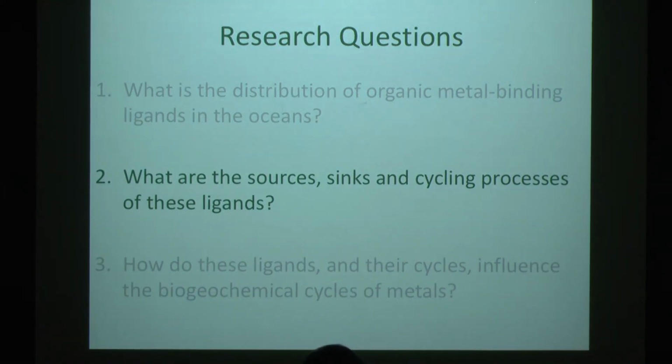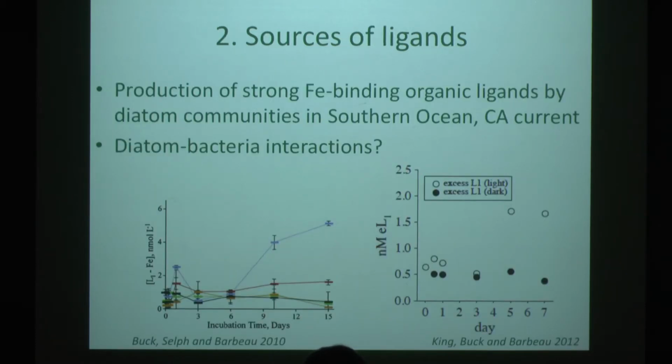All right, so question number 2: what are we doing about understanding sources, sinks, and cycling processes of these ligands? So we are really interested in the production of strong iron-binding ligands. One of the sources we've seen for L1 type ligands is associated with phytoplankton communities. So here, this is work from my postdoc. Again, we're going back and repeating some of this in more detail.